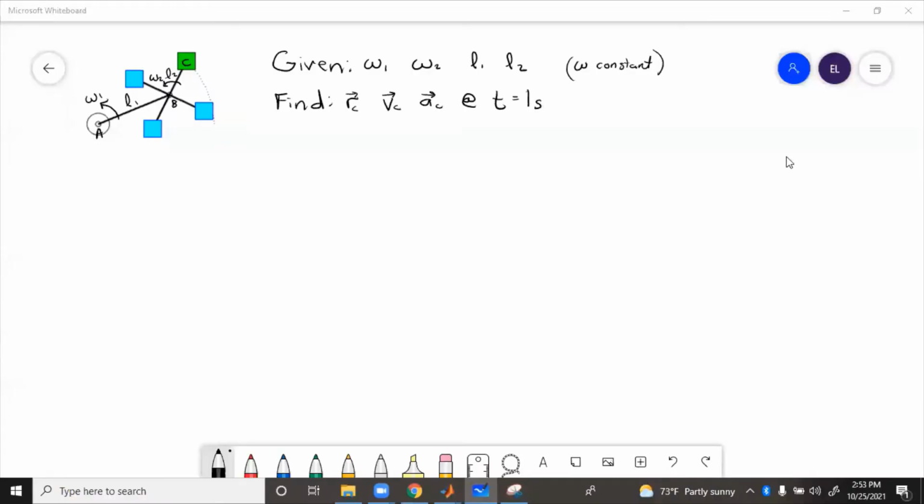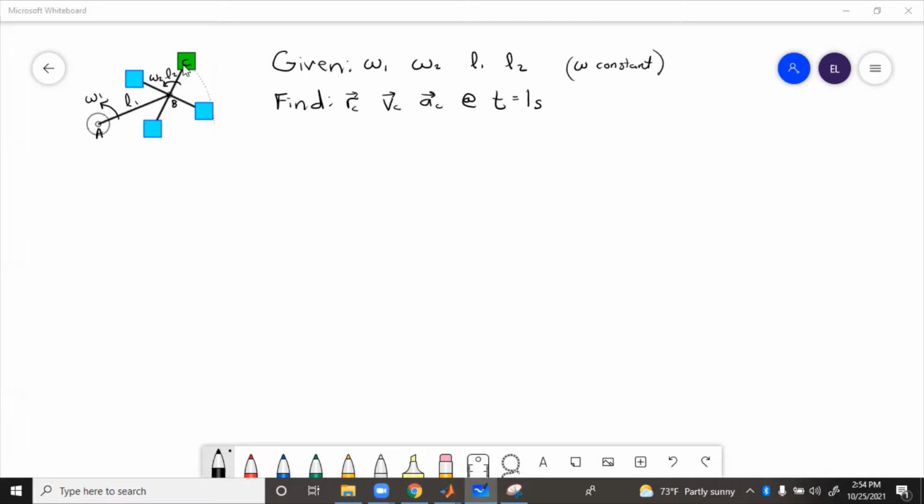In this example, we're going to find the position, velocity, and acceleration of a car in a Scrambler ride. This is the kind of ride at a theme park that has a car connected to a two-linked arm, where the car, which is this green box, is similar to the moon spinning around the Earth that's spinning around the sun. If we're given the constant speed of each arm, L1 and L2, as well as those lengths, then we want to find position, velocity, and acceleration of the car at t equals 1 second.